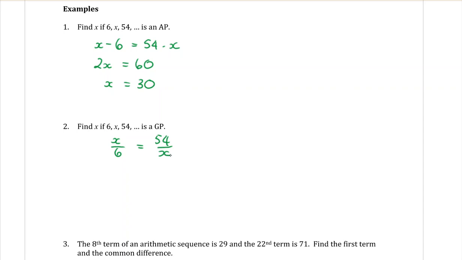And I want to solve that for X now. So we're going to cross multiply. X times X is X squared, and 54 times 6 is 324. Good. Okay, that's X squared. So if I want X, I have to square root. Good, I'm very glad that you remembered the plus or minus, because it could be a negative 18.